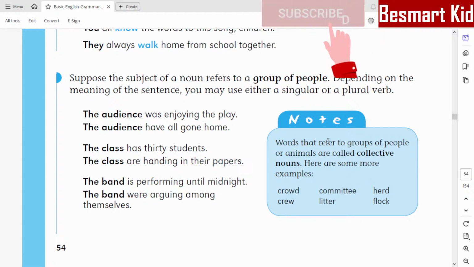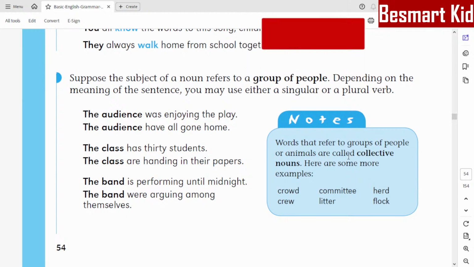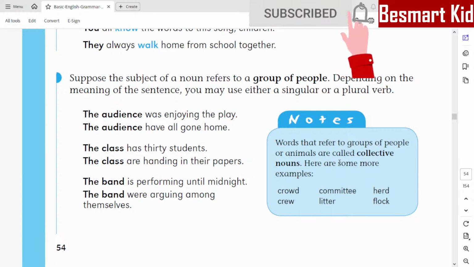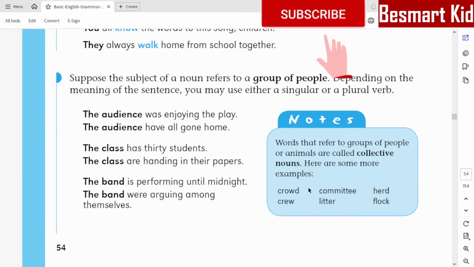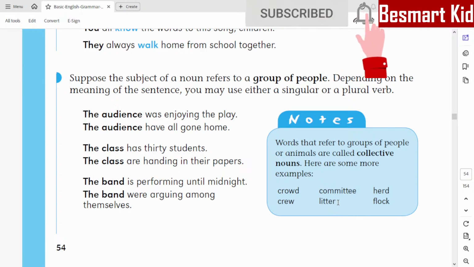Words that refer to groups of people or animals are called collective nouns. Here are some examples. We have crowd, crew, committee, herd, and flock.